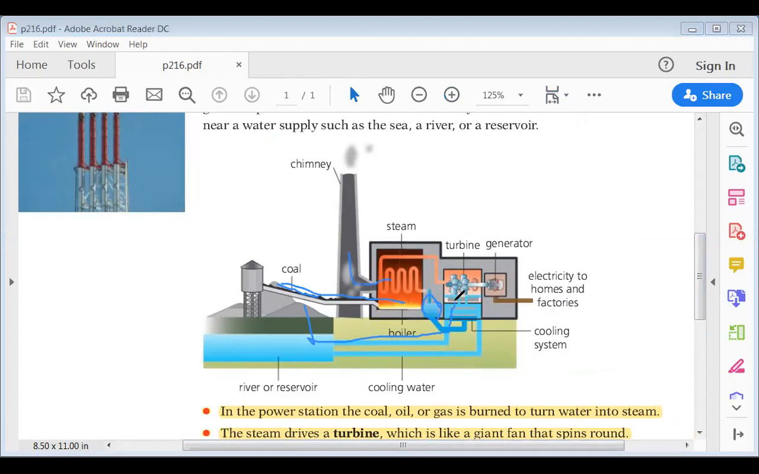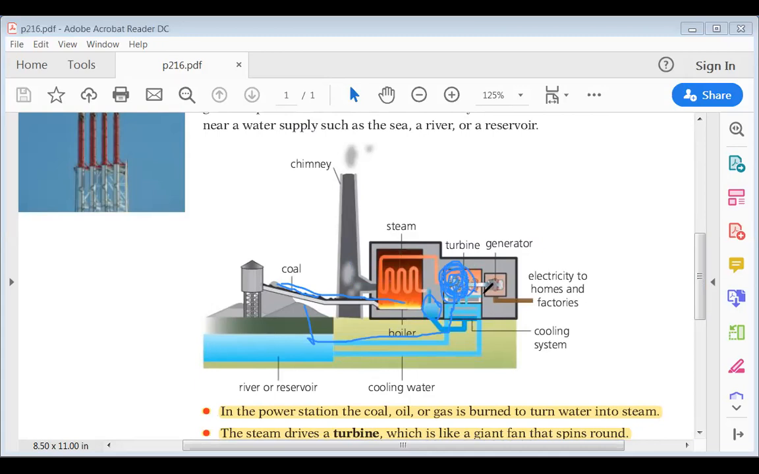This steam goes into these turbines. Okay, this boiler will turn it into steam. This steam will hit the turbine and make it work because it's very hot and there is a lot of it. It will make this turbine move like this because it's like a fan.